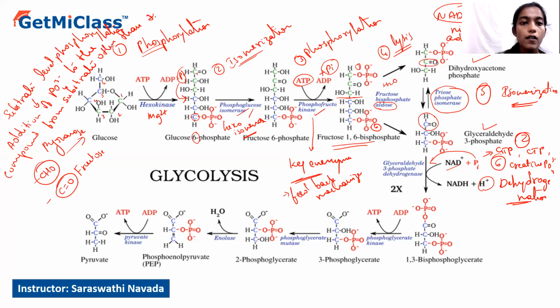So that is called substrate level phosphorylation. So here in this step, ATP is not acting as a phosphate donor. Instead, it can be obtained from guanosine triphosphate or creatine phosphate, which act as a phosphate donor. So that's why it is an example of substrate level phosphorylation.